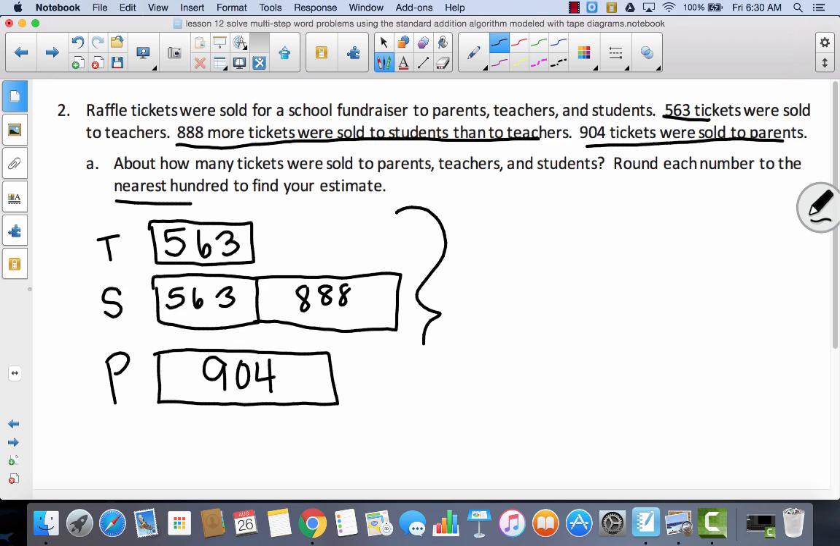So this is going to be my question mark. My question mark is going to represent the total. So now I need to round each number to the nearest 100 to find my estimate. So first I've got the teachers.